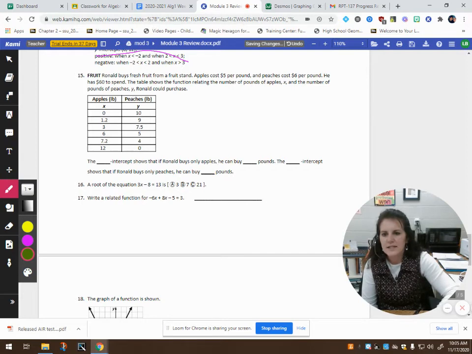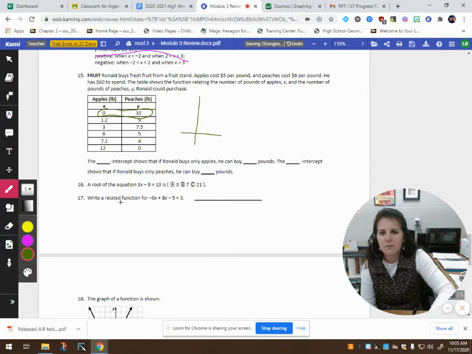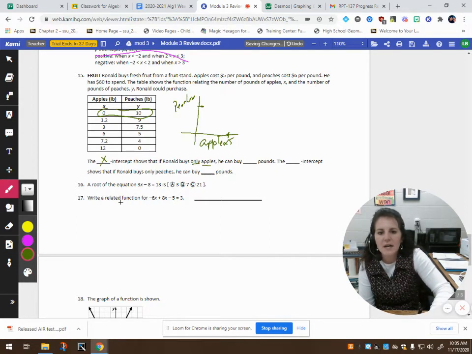So we've got our y-intercept, it looks like right here. Think about it on the graph. If I went over 0 and up 10, so that's peaches. Peaches is on the y-axis, and apples is on the x-axis. And it looks like my x-intercept is over here at 12. So the x-intercept shows that if Ronald buys only apples, he can buy 12 pounds of apples. The y-intercept shows me that if he buys only peaches, he can buy 10 pounds of peaches.